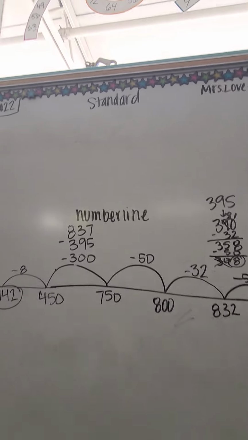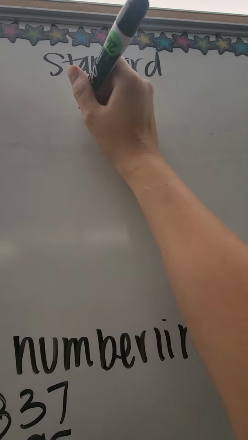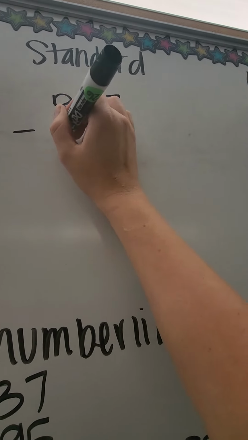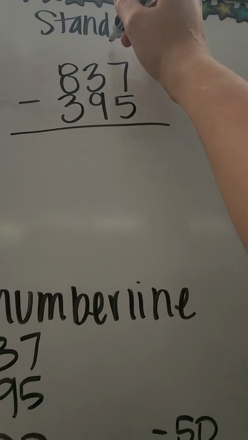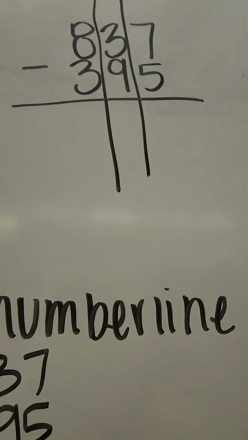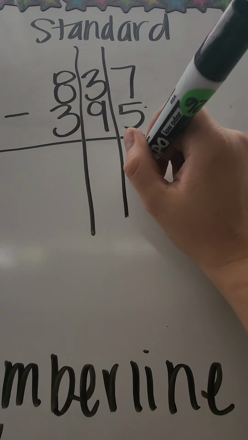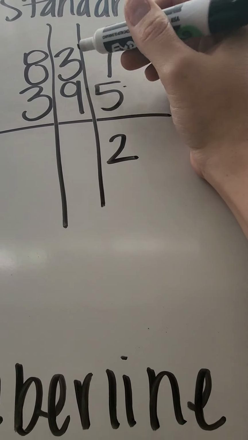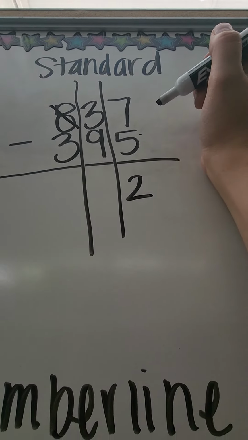Our final strategy is standard algorithm, which is the way that you should know by the end of 4th grade. So if you don't know yet, that is okay. So here we go. I always go like this. Okay, 7 ones minus 5 ones is 2 ones. 3 tens minus 9 tens, I can't do that. I don't have enough. So I need to regroup from my hundreds.